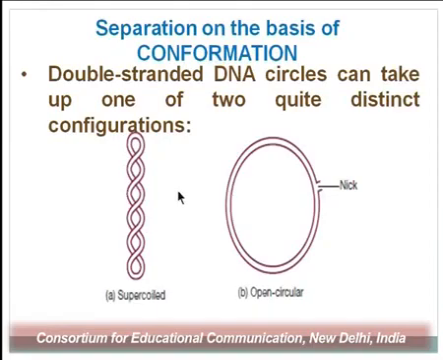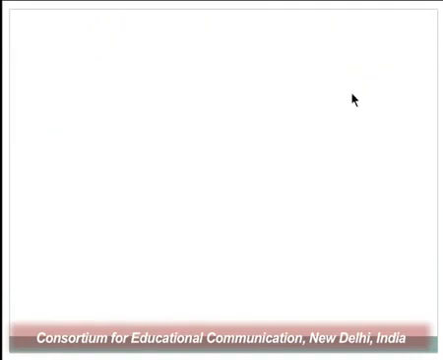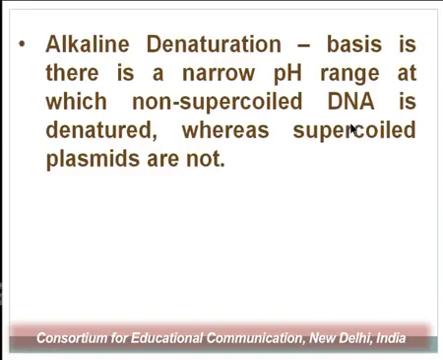Obviously, structurally these two forms are different, and the size of these two forms will also differ. Because of the difference in the conformation of the genomic DNA and the plasmid DNA, we will try to separate them out. So, let us look at those techniques. An important technique is called alkaline denaturation. The basis of this technique is that there is a very narrow pH range at which the non-supercoiled DNA is denatured, whereas the supercoiled plasmids are not.